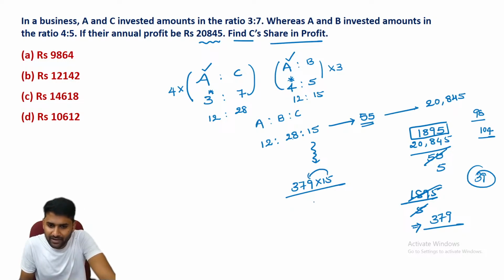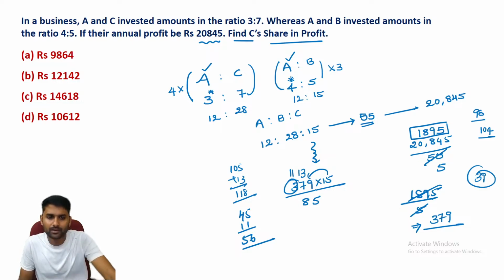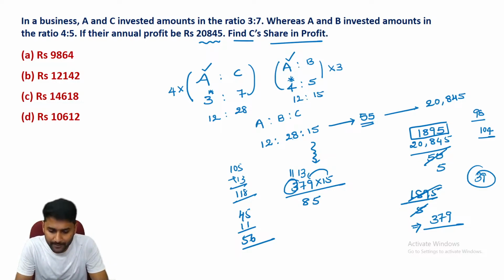And you know that 15 nines are 135, 13 carry over. 15 sevens are 105, 105 plus 13 is exactly equal to 118. 180, 11 carry over. 15 threes are 45, 15 threes are 45 plus 11 is equal to 56. So here is C's profit.